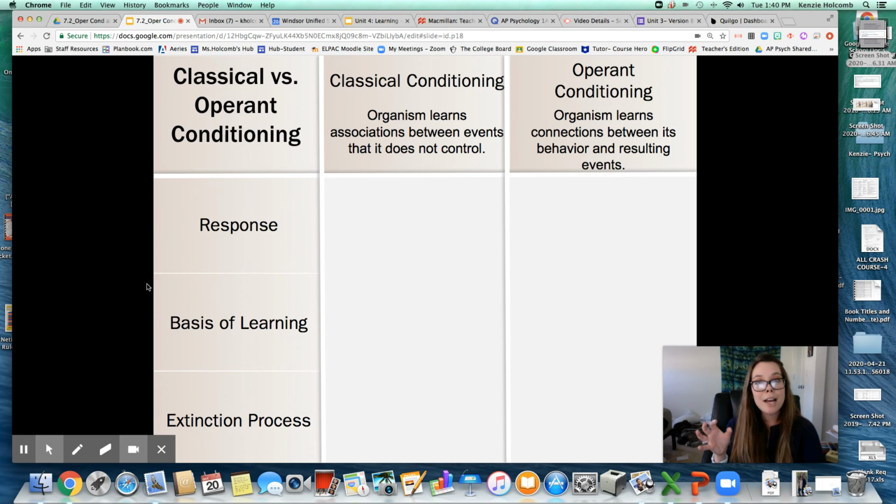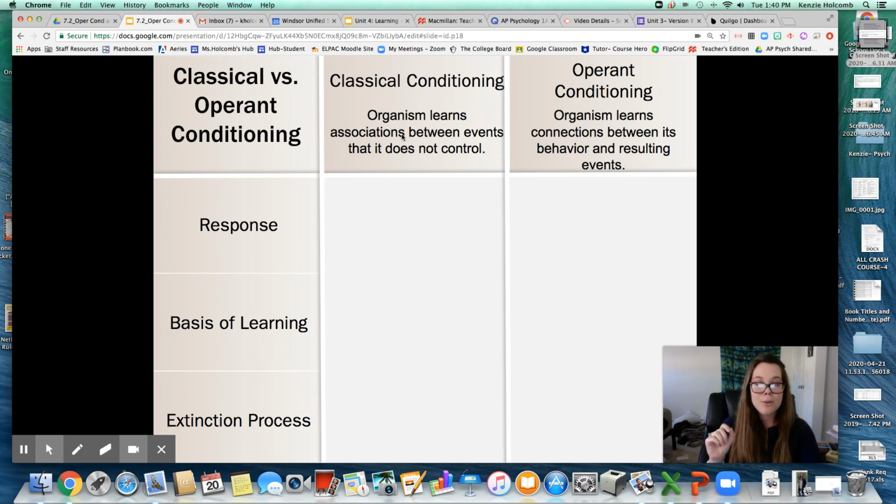So first, classical conditioning, just to review, right? Organisms learn associations between events that they do not control. So again, it's involuntary. For example, every time I smell fire, my sympathetic system starts to fly up because I associate fire with fleeing, with anxiety, right? So as we learn and respond to situations, we adapt what our responses are, right?